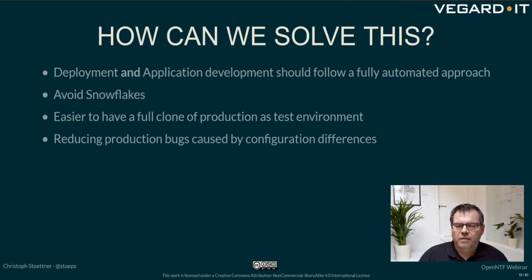So how can we solve that? Sure, you can try to install your test environment manually, like with a documentation, with a checklist, but I bet it will not look like production. So I recommend a fully automated deployment approach in production and test. I even wouldn't allow manual adjustments in production anymore when you started with that.